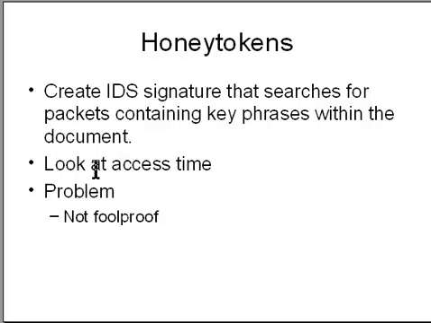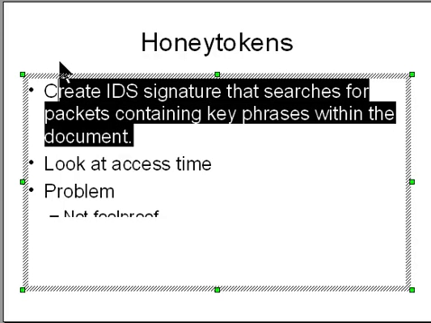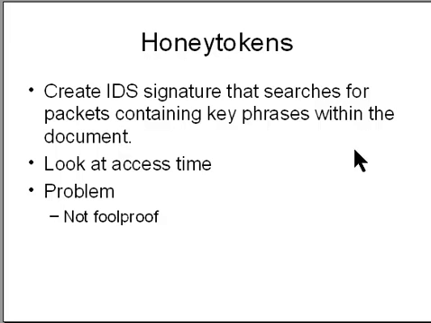However, this isn't foolproof because, for example, in this instance the attacker may have encrypted the document, and so the IDS isn't going to catch that packet signature. And for the access times, there are ways of changing that back to the original date and time, so that won't be an indication.